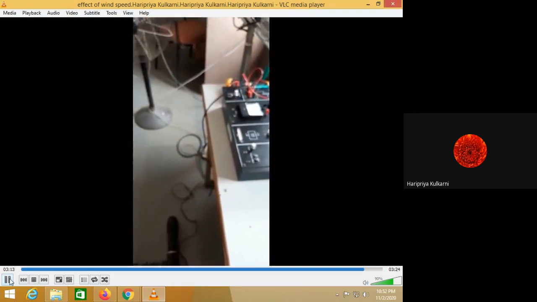So here we have completed the effect of wind speed. If wind speed decreases, the power extracted from the wind decreases. So this is what we have studied today. Thank you for today.